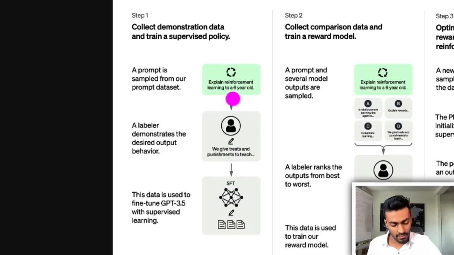And we get the data with labelers. So we'll have essentially a few labelers that will write a prompt and also write a response to how they want to see that prompt answered. And because we have the input and the output, this becomes a supervised fine-tuning of the GPT model, hence SFT.